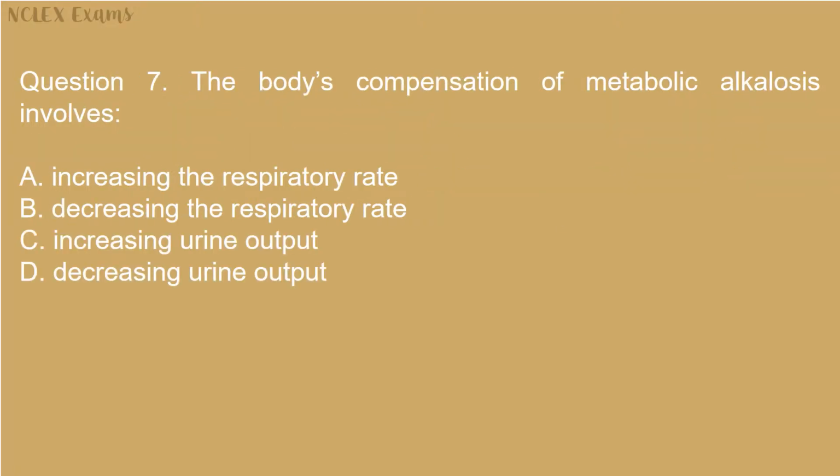Question 7. The body's compensation of metabolic alkalosis involves: A. Increasing the respiratory rate, B. Decreasing the respiratory rate, C. Increasing urine output, D. Decreasing urine output.